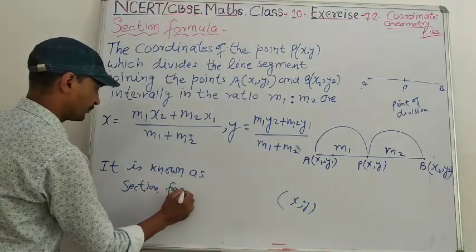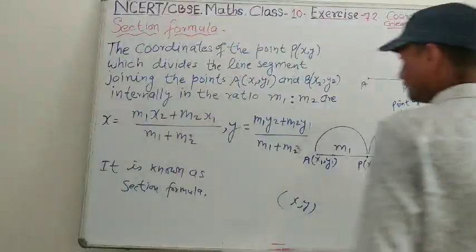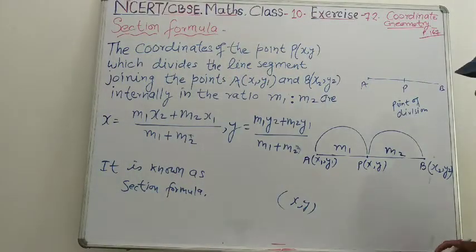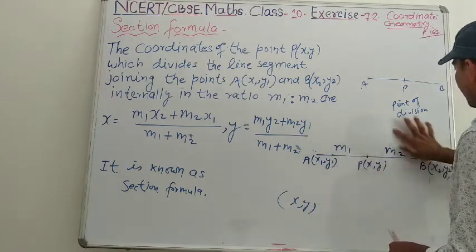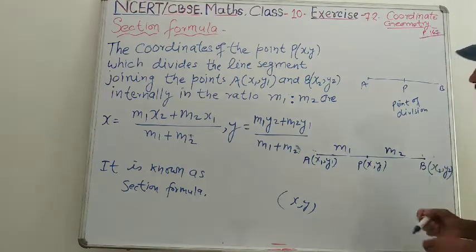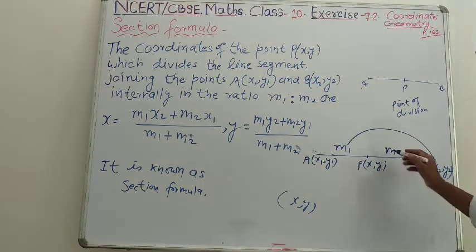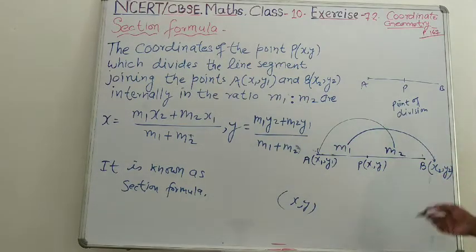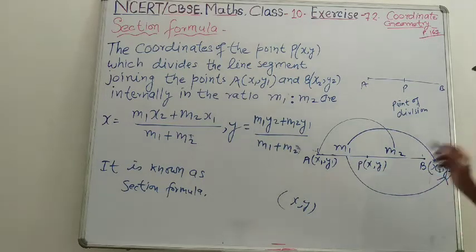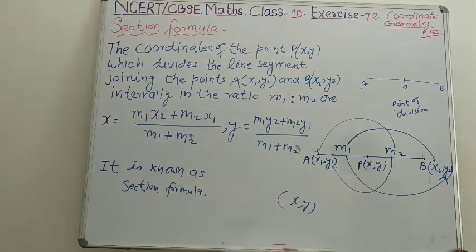If we do some questions it will be more clear to you. So how to memorize this? You can check here. The ratio is given, m1 m2. How to memorize this? m1 x2 first comes here, m1 x2 plus m2 x1. Then next for the y coordinate, m1 y2 this way, then next m2 y1. So it is the section formula.